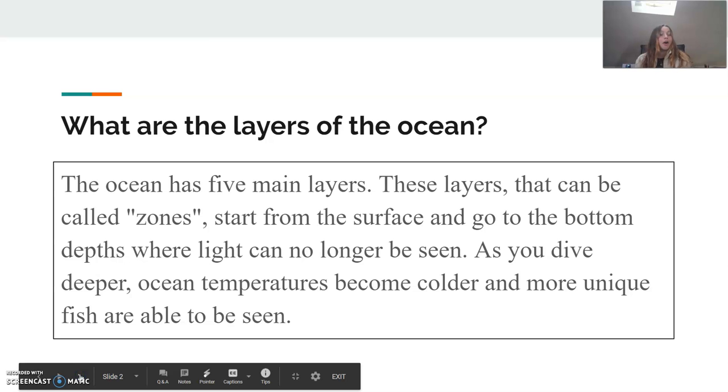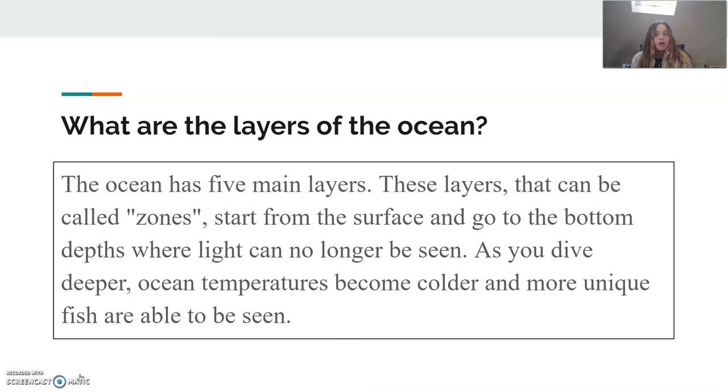So what exactly are the layers of the ocean? Well, there are 5 main layers. These layers, which are also called zones, start from the surface and go to the bottom depths of the ocean where there is no longer any visible light. As you dive deeper, the ocean temperatures decrease and you'll be able to find more unique species of fish.